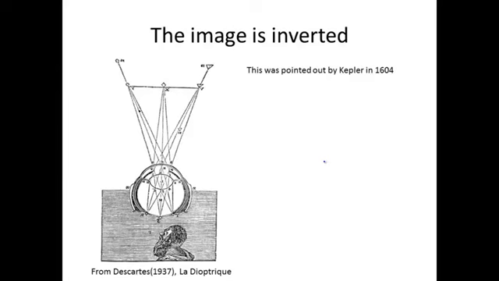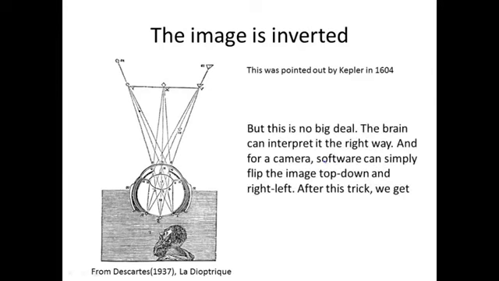And they proposed various designs of what could happen in the eye so as to avoid this inversion or to do the recorrection. But this is really not so much of a big deal. The point is that the brain can interpret the image the right way. And for a camera, its life is particularly easy because software can simply flip the image top down and right left.